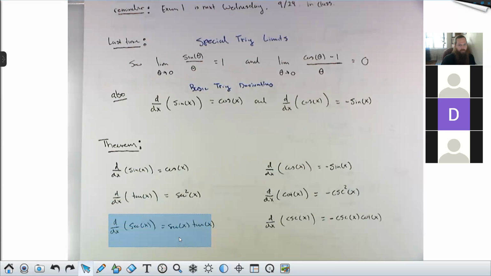Bottom left here says that the derivative d dx of secant x is secant x tangent x. I apologize, my secants tend to get a little sloppy because I write them a lot, but this is a secant x, sorry.